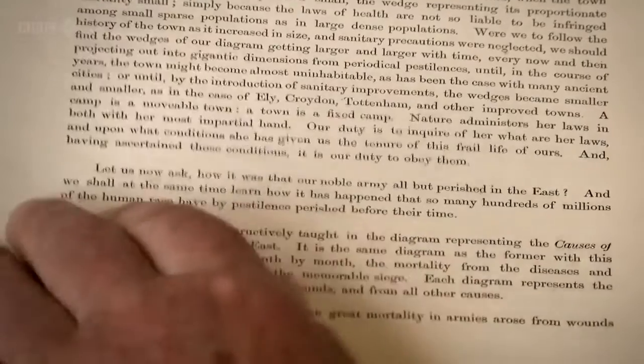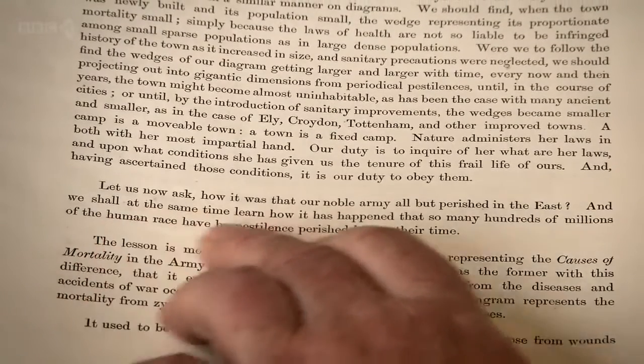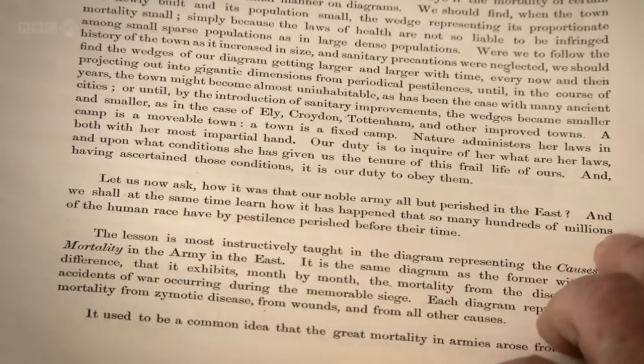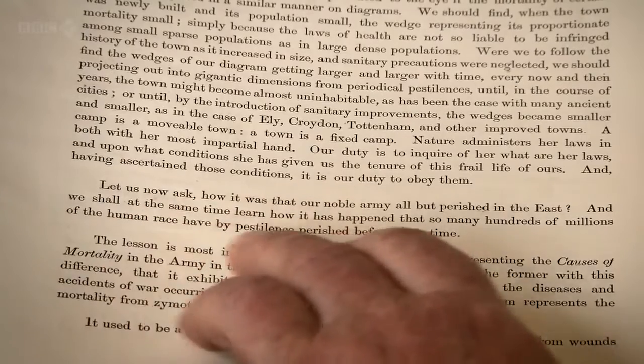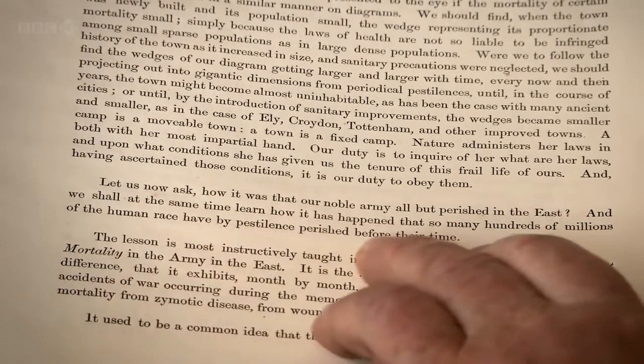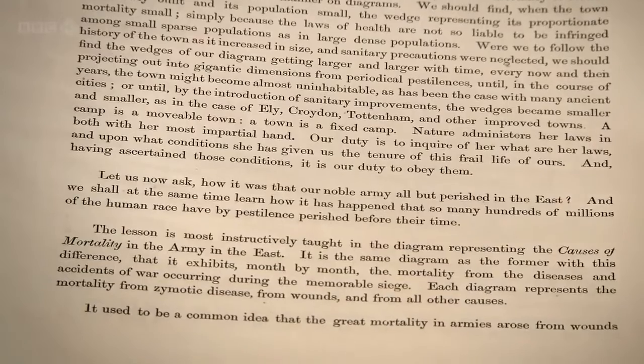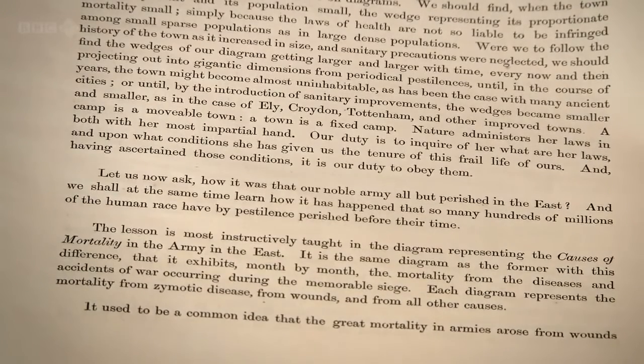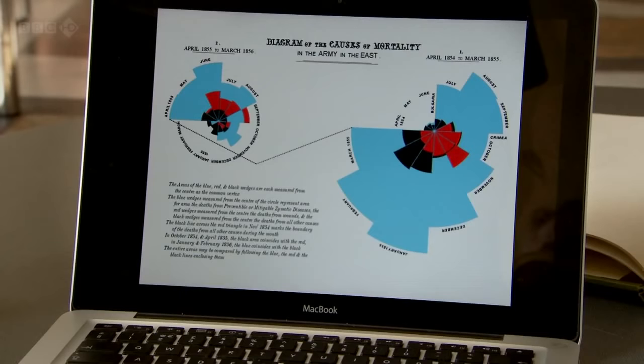And in fact, if I can just read you what she said in here. "Let us now ask how it was that our noble army all but perished in the East, and we shall at the same time learn how it has happened that so many hundreds of millions of the human race have by pestilence perished before their time." So this is a diagram about a battle in the Crimea, but actually this is a weapon in a much huger political battle. Do you think politicians and journalists today could really still learn something from this diagram?